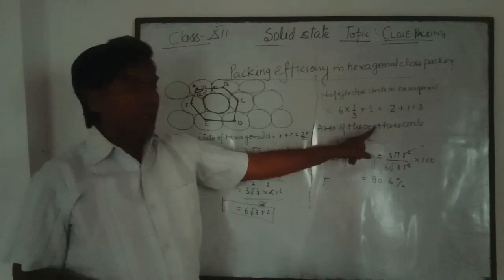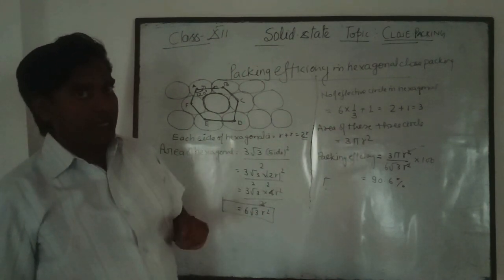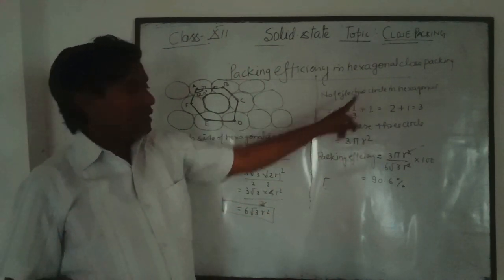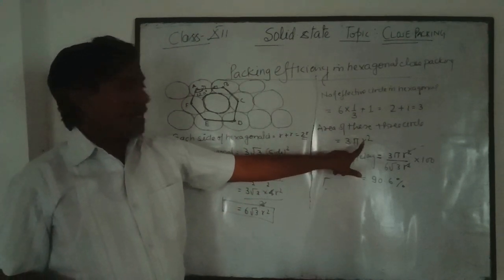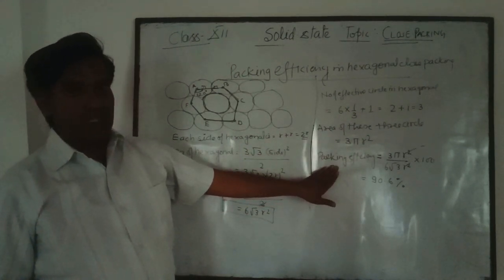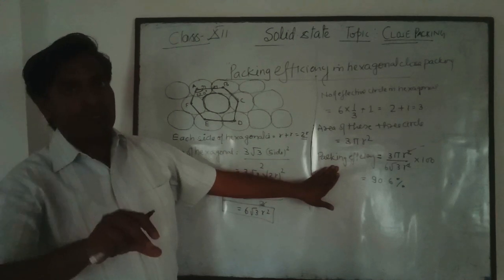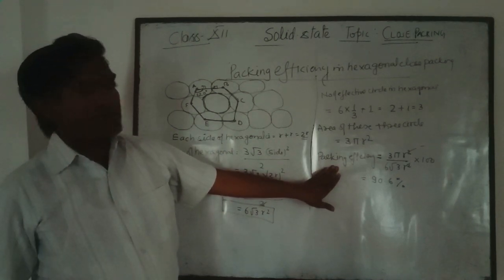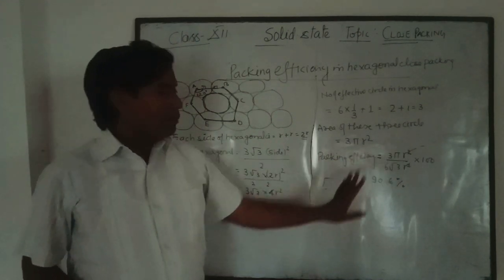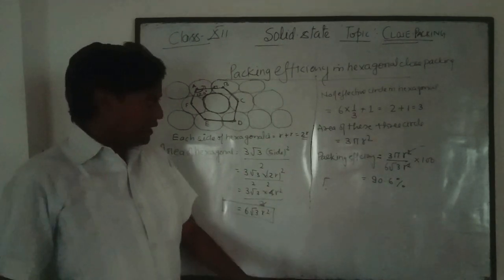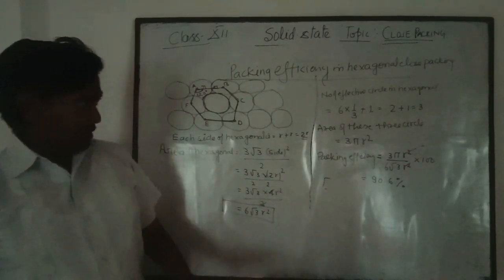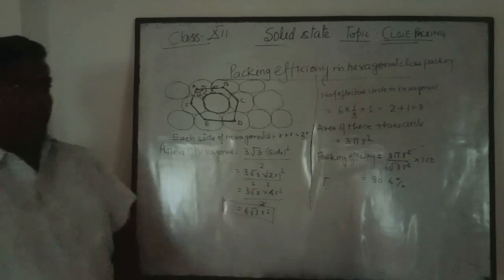Area of one circle is equal to what? Pi r square. How many circles are there? 3. The total area is 3 pi r square. Now packing efficiency is the area of the constituent particles upon the area of the hexagonal unit cell into 100. By placing these values, we can find the packing efficiency, that is 90.6.